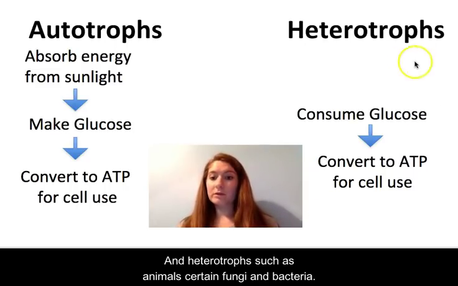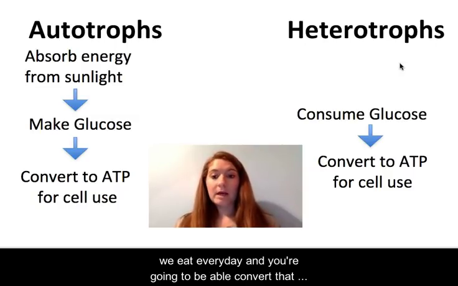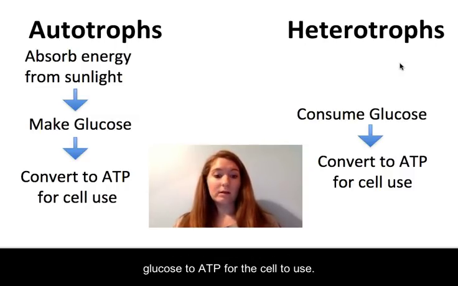In heterotrophs, such as animals, certain fungi, and bacteria, they consume or eat glucose in the food that we eat every day, and you're going to be able to convert that glucose to ATP for the cell to use. Your fourth keyword is sugar.